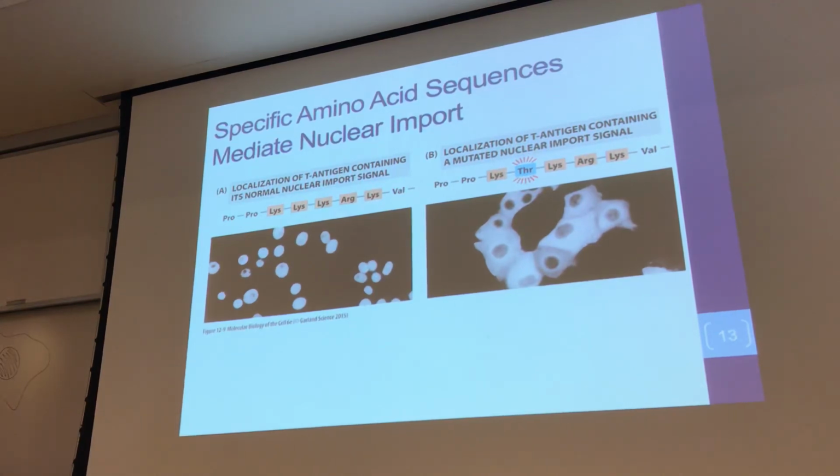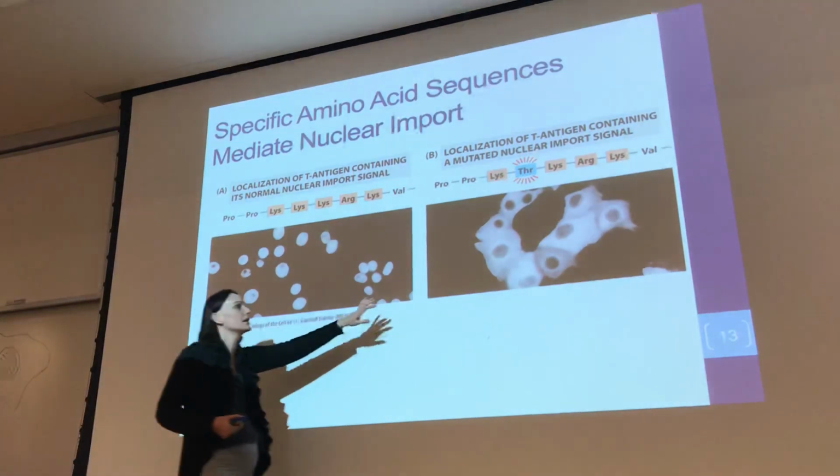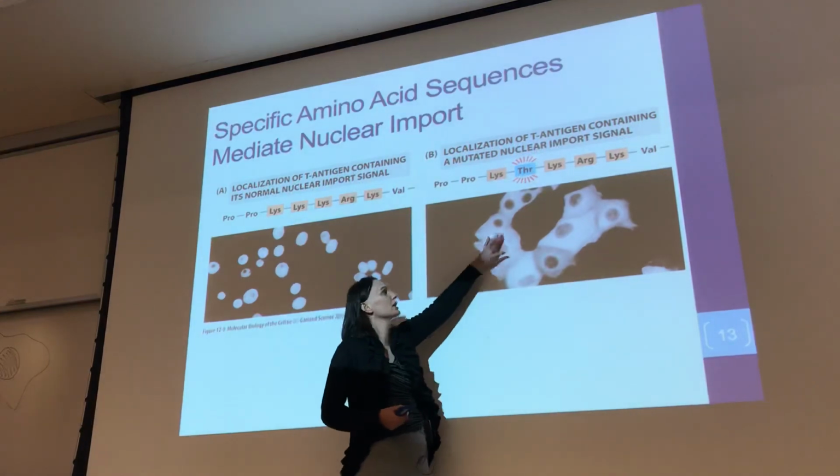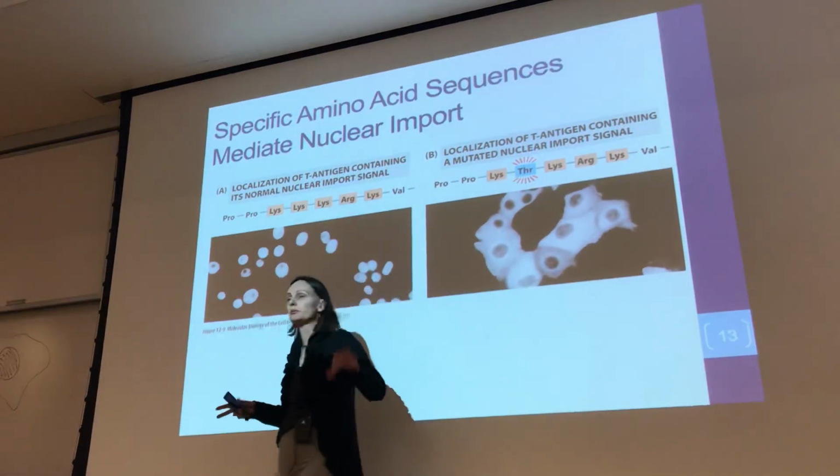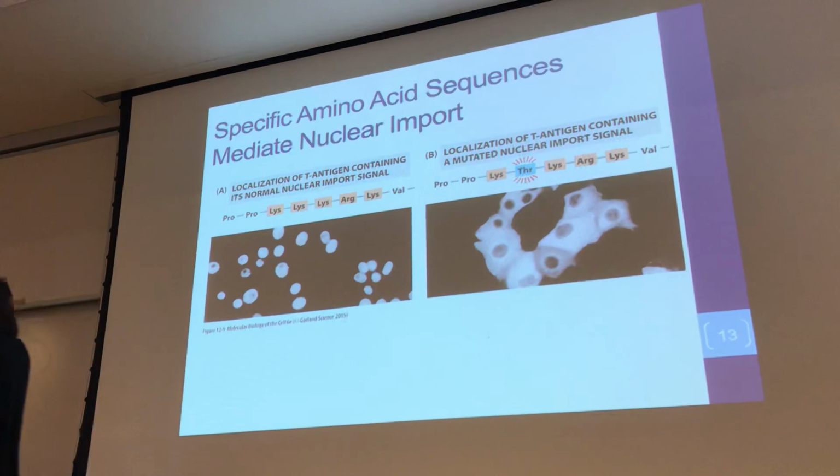Let's see, what else? And then here in the cytoplasm, because it has no signal telling it to go somewhere special, it just kind of diffuses throughout, between the intermediate filaments and the other organelles. It just spreads out because there's nothing telling it to go someplace specific.